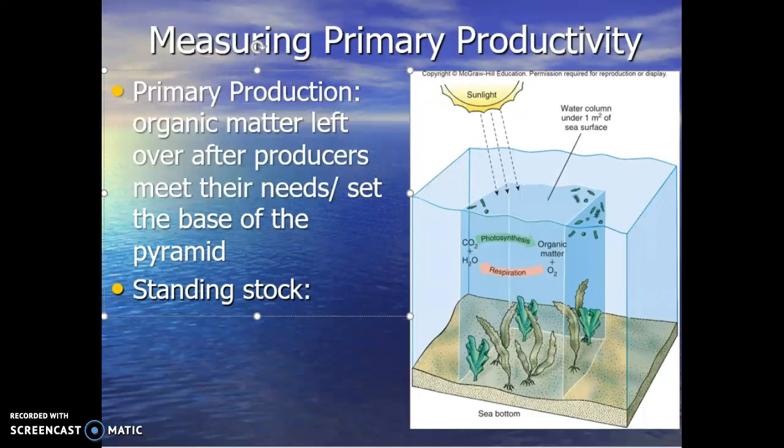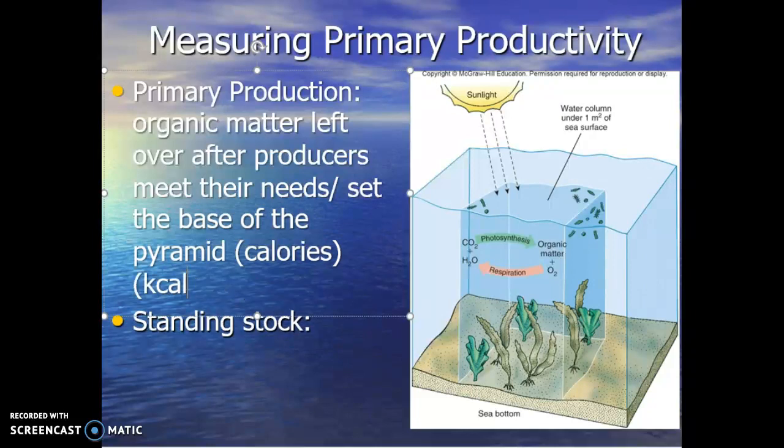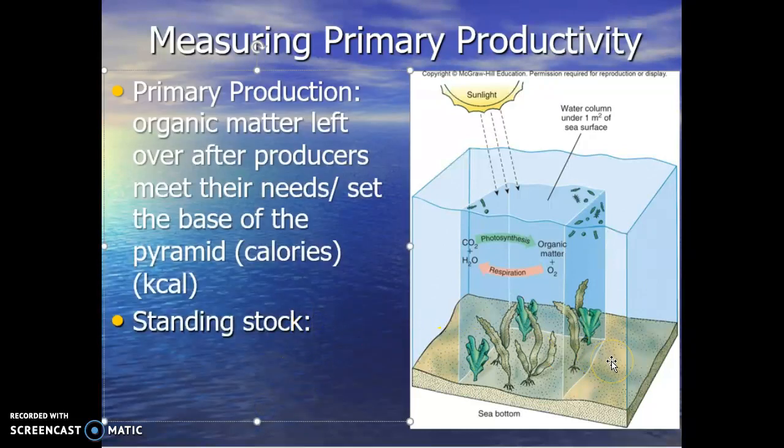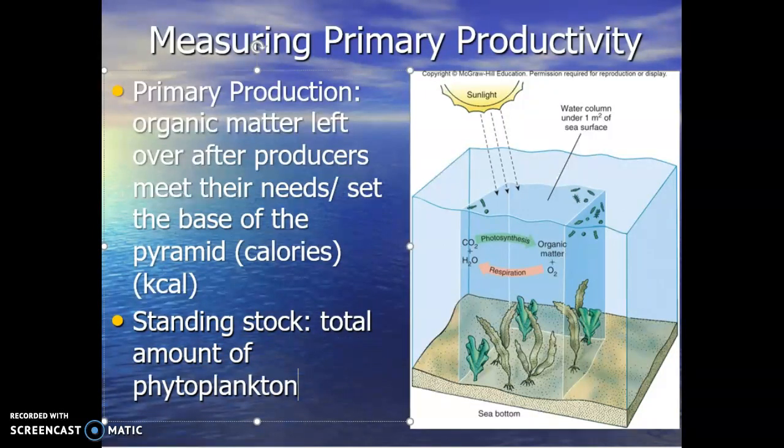All right, so primary production is looking at how much organic matter, energy, is left over after the producers meet their needs. And basically, this sets the base of the pyramid, the base of the food chain. How much energy is there? How many calories? We often measure it in calories of energy, or sometimes you'll see it measured as kilocalories of energy. Okay, so we get primary productivity or production measured. That's kind of establishing a base. And then we also want to look at this thing called standing stock. How much phytoplankton is there? What's the total amount of phytoplankton associated with a particular marine ecosystem or marine area?